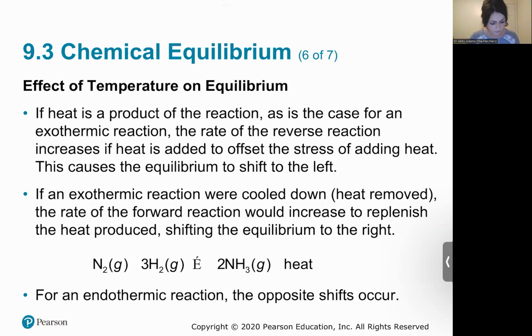So heat, oh goodness, what happened with this problem? What happened here?